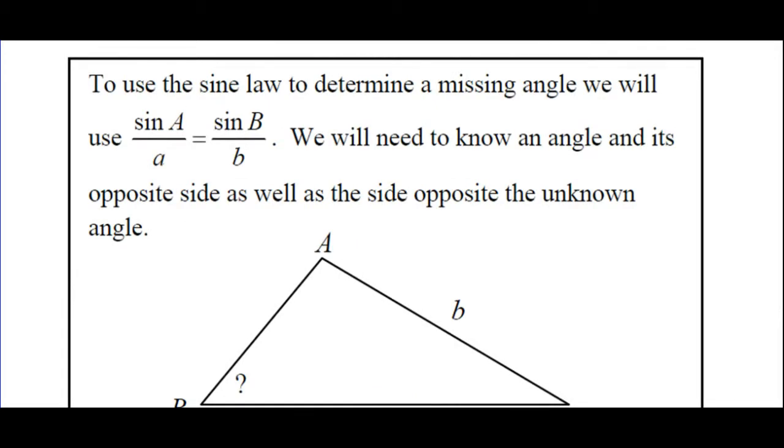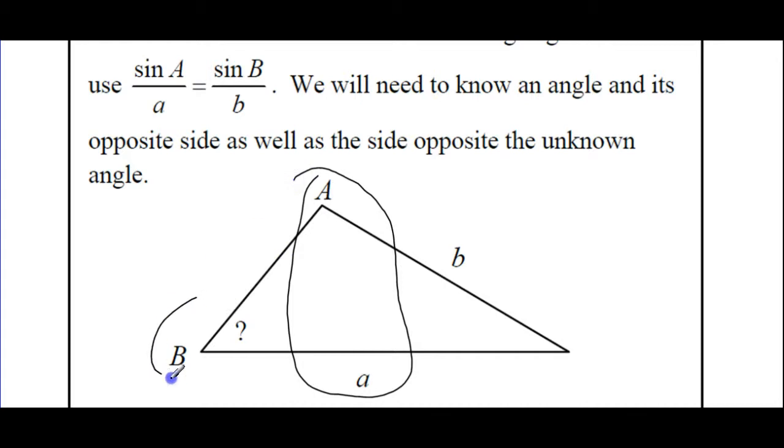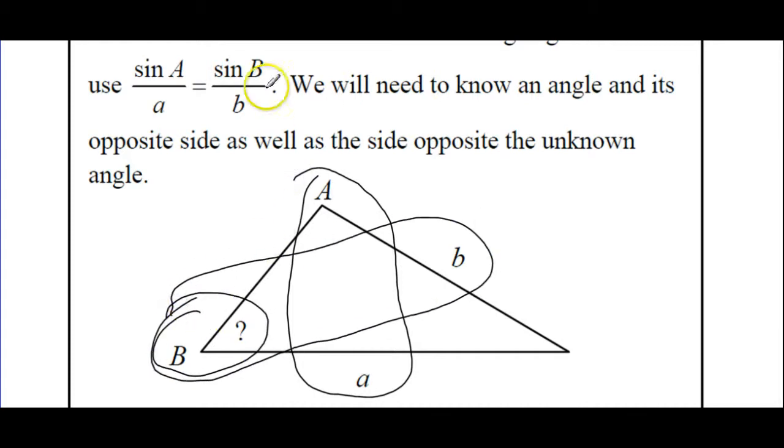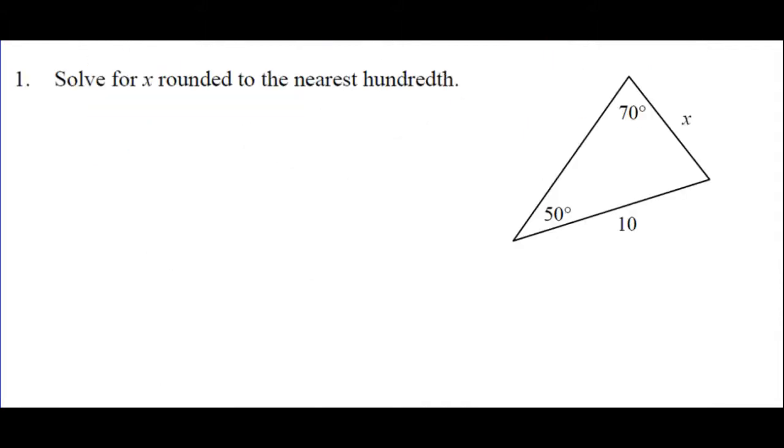To use the sine law to determine a missing angle, we're going to use this format. It really doesn't matter. It's just easier this way. Okay, so again, we have our known pair, and we have another pair, and in this case it's the angle we don't know. And we'll just do a little rearranging, multiplying both sides by little b, and we'll be able to solve for the angle.